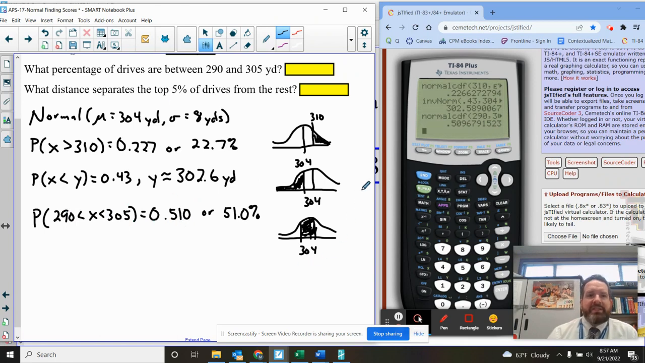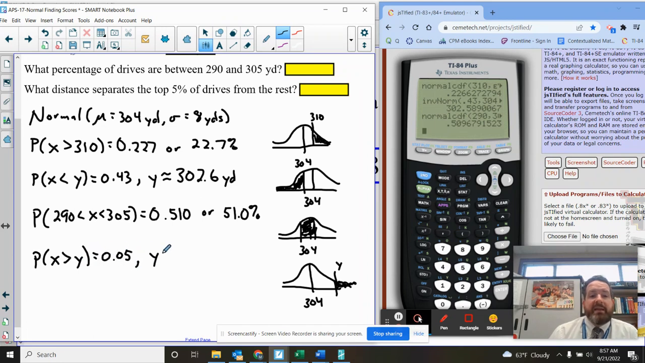And then lastly, what distance separates the top 5% from the rest? We're starting with a percent, finding a number of yards. That's the reverse, that's the inverse process. So on my normal curve, there's 304 in the middle. I want to cut off the top 5%. And we want to find out then what number makes that happen. So the likelihood that X is above this particular number needs to be 5%.